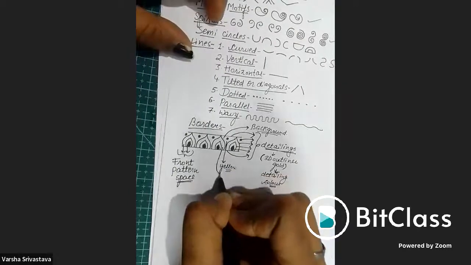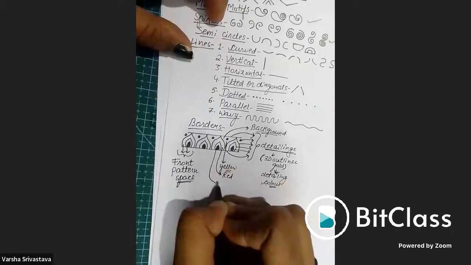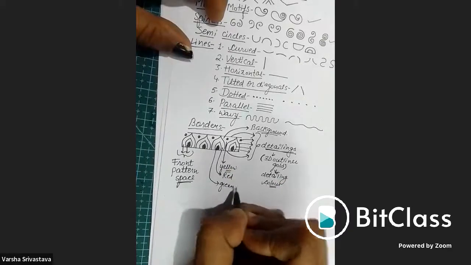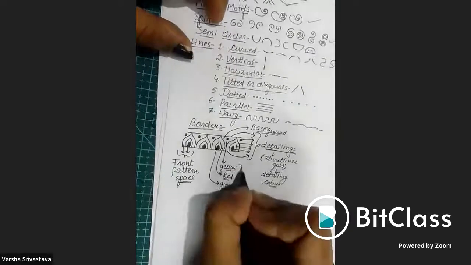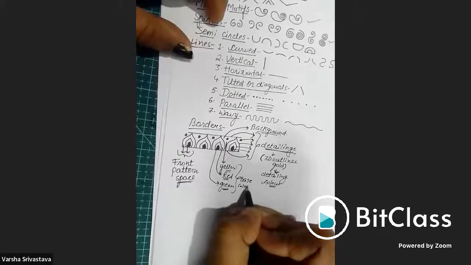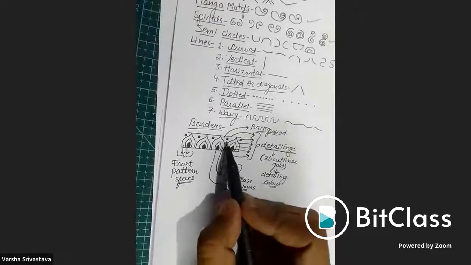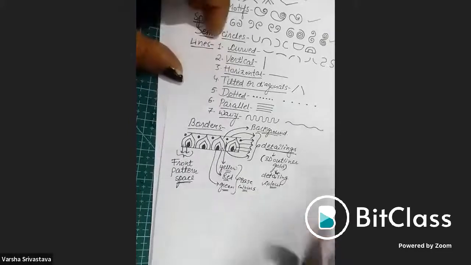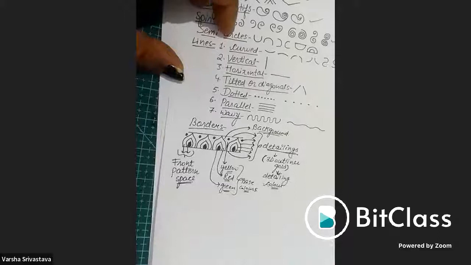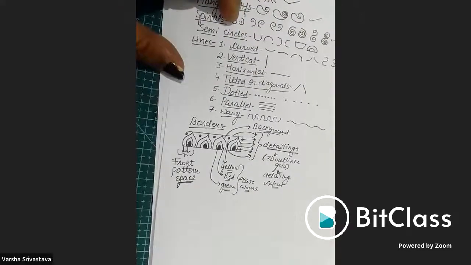So between first and second dome, I'm writing red. And between second and third dome, I'm writing green. So all the three colors are the base colors. So this is what color scale is. If I'm using the light color in the background, then in the front pattern space we will be using the dark color. If I'm using the dark color in the background, then in the front pattern space I will be using the light color. This is the color scale.